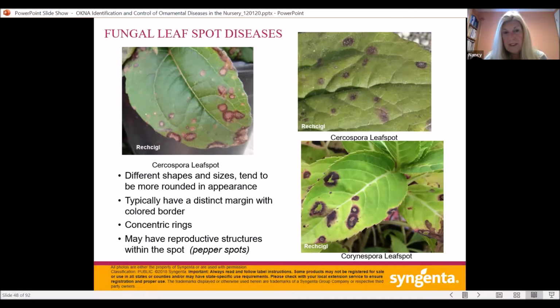You may also have concentric rings as that leaf spot is expanding. You'll see the tissue start to show these concentric ring spots. So that's a really good indication that it's a fungal pathogen and not phyto. You may also see reproductive structures within the leaf spot. So you may see tissue that's white or tan, and then inside, I know it's quite small, but in here you can see some little black peppery spots, and that's the reproductive structures of the pathogen.